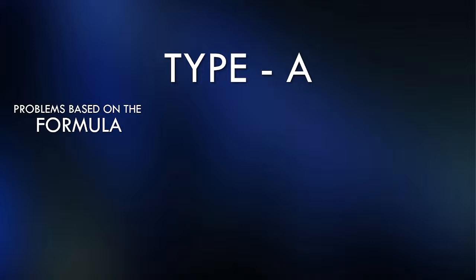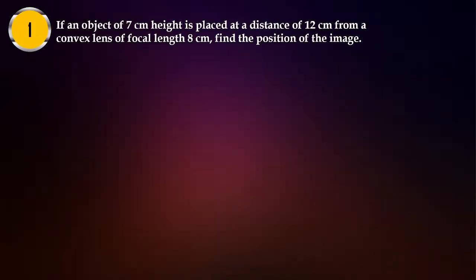Don't do this problem yet. Okay. Problem based on the formula 1 by v minus 1 by u is equal to 1 by f. What is this formula? The lens formula. So look at this. If an object of 7 centimeter height is placed at a distance of 12 centimeter from a convex lens of focal length 8 centimeter, find the position of the image. So which lens are we going to solve for now? Convex or concave? In a convex lens, is the focal length positive or negative? Positive. You have to keep this in mind and then start the problem.